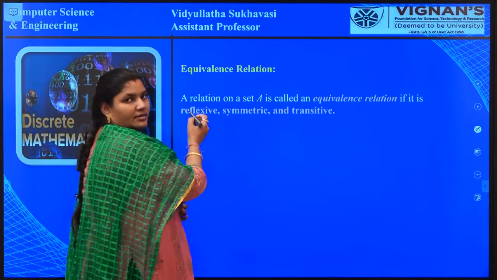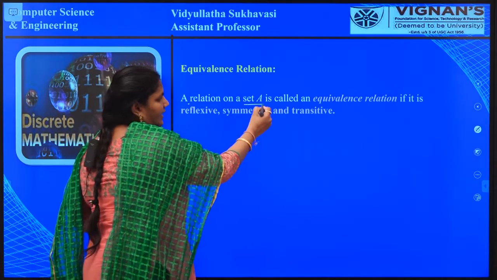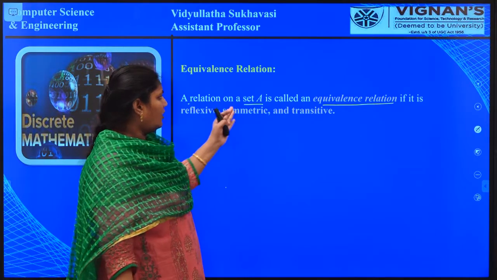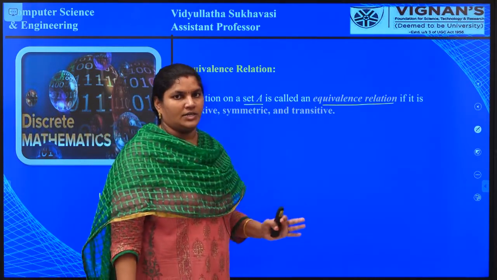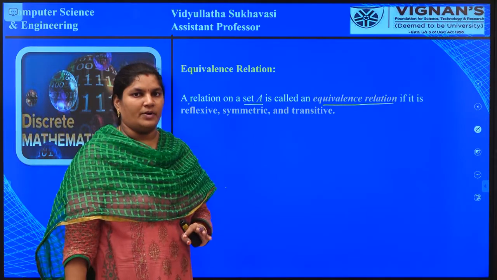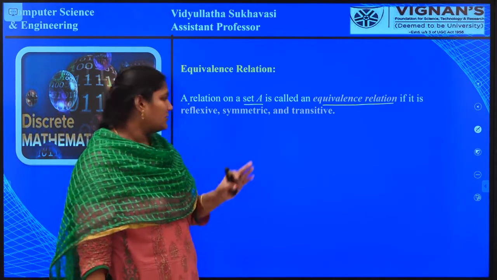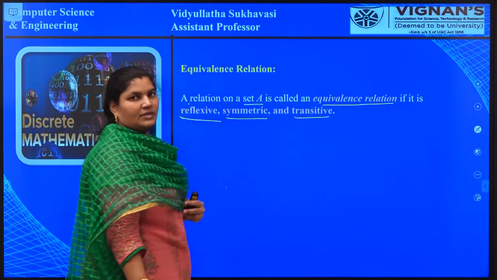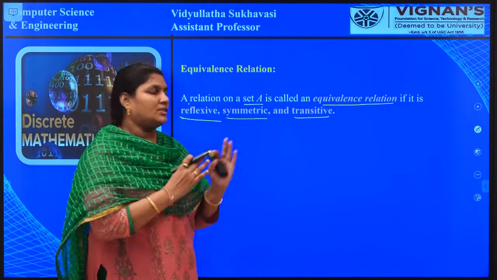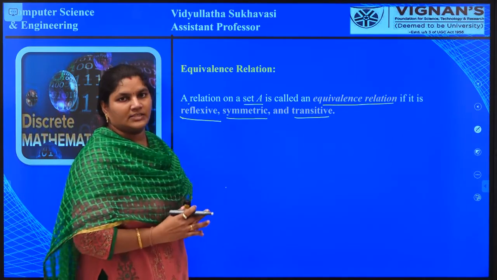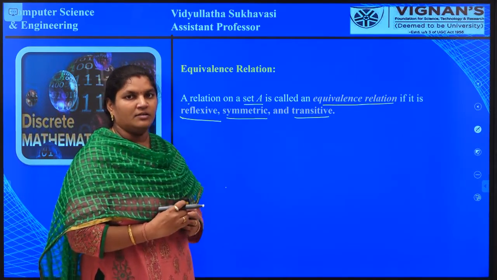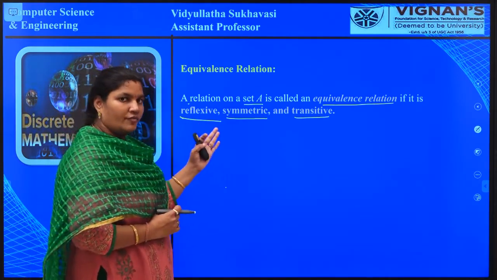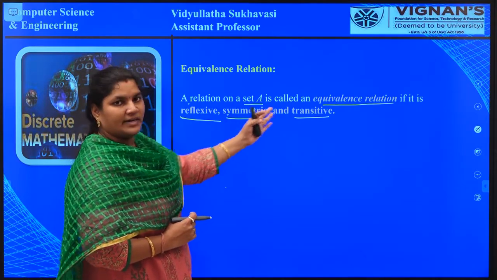A relation on a set A is called an equivalence relation if it satisfies 3 properties. What are those 3 properties? Reflexive, symmetric, transitive. If the relation R satisfies these 3 properties, then only we can say that the given relation R is satisfying equivalence. Okay. So here already we have discussed how we are going to check reflexive, symmetric and transitive.